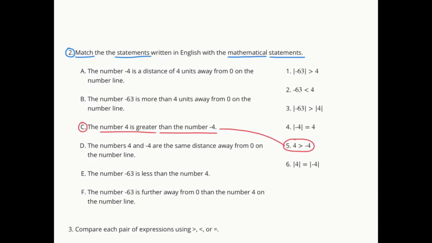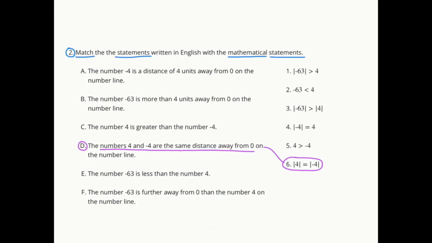C. The number 4 is greater than the number -4. That matches with statement 5. 4 is greater than -4. D. The numbers 4 and -4 are the same distance away from 0 on the number line. That matches with statement 6. The absolute value of 4 is equivalent to the absolute value of -4.